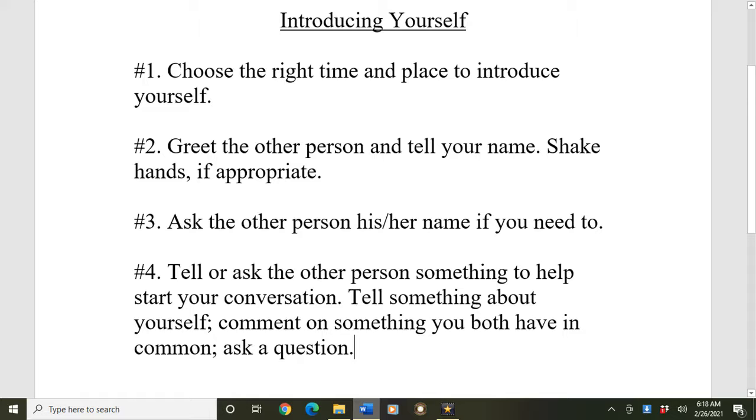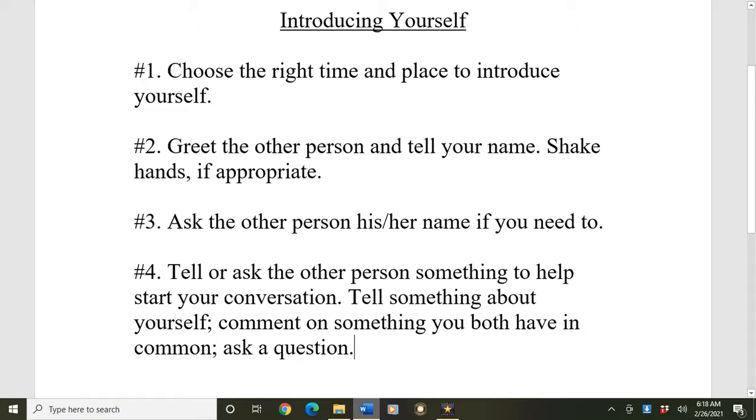There are 4 basic steps to this. You want to make sure you're choosing the right time and place to introduce yourself. You're going to greet the other person. Hi, my name is... You tell them your name. You shake hands if appropriate. That's, obviously in COVID, not always a big thing. Then we ask that other person their name if we need to. And then we get into starting a conversation.